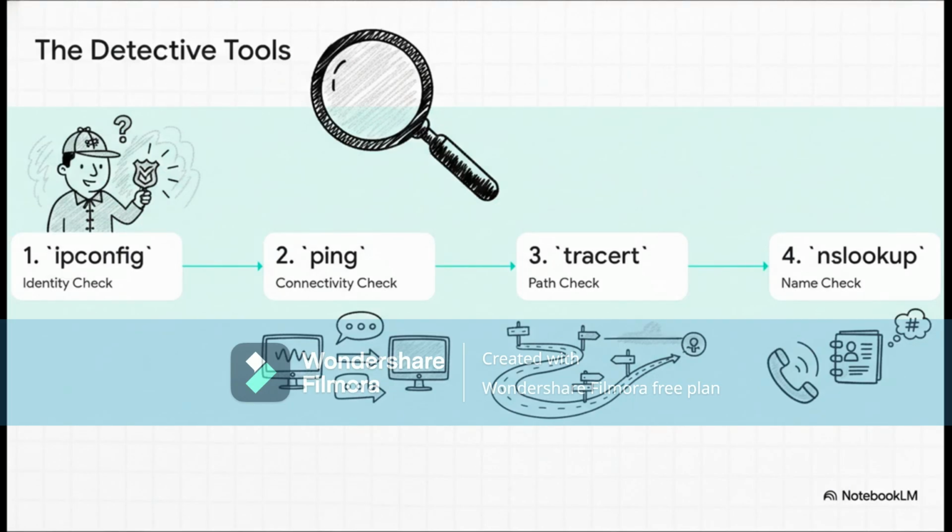First is ipconfig, our identity check. Then ping, our connectivity check. Tracert is our path check. And finally, nslookup is our name check. Let's break down what each one does.